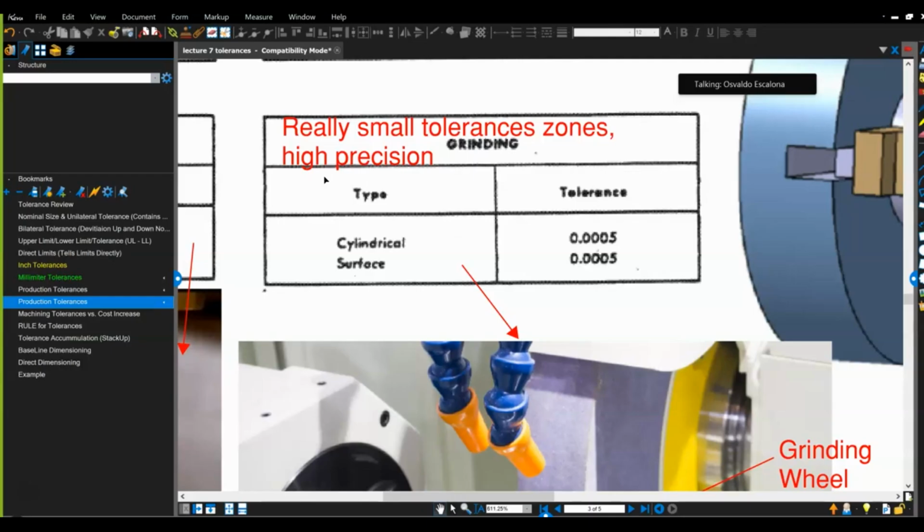Okay, so what's the next operation that I can do? I can put on the grinder, right? Because the grinder is not going to take chips off, it's going to be sparks off the part, right? So I'll be able to get 0.0005 up to 0.0001 of an inch, right? Am I there? No. Shoot, I really gotta go get my bazookas.